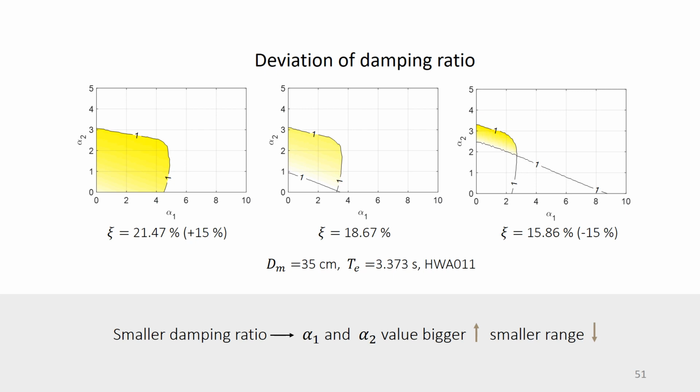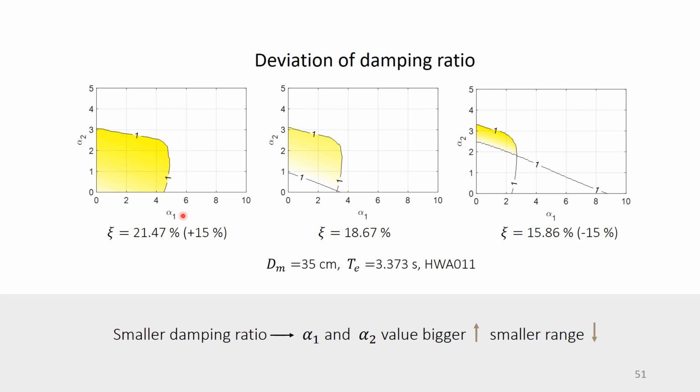The next part will be the parametric study. We want to discuss what happens if we change some of the parameters of our system, and how that affects our design range. The first discussion will be the deviation of the damping ratio. This design range is the original structure's design range. We increase the structure's damping ratio by 15% and decrease it by 15%, to see how its design range changes.